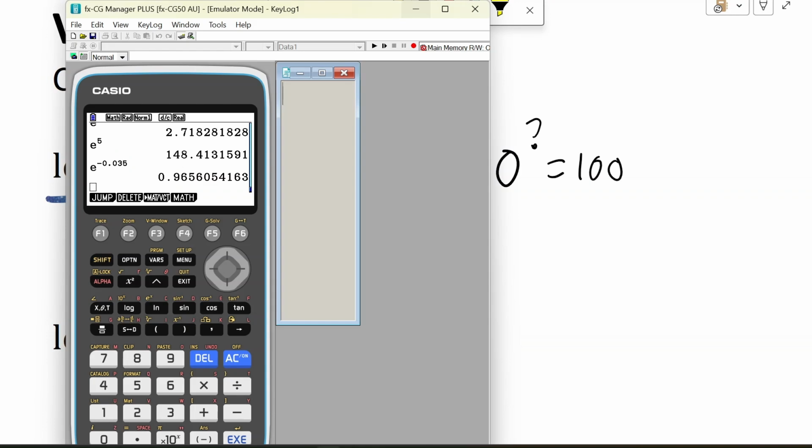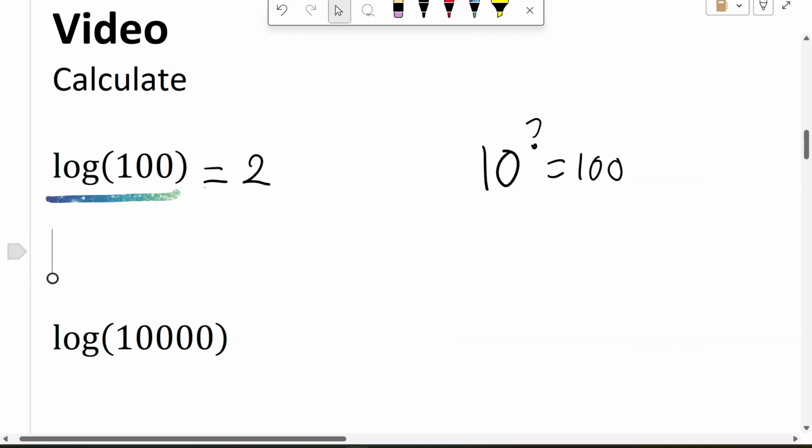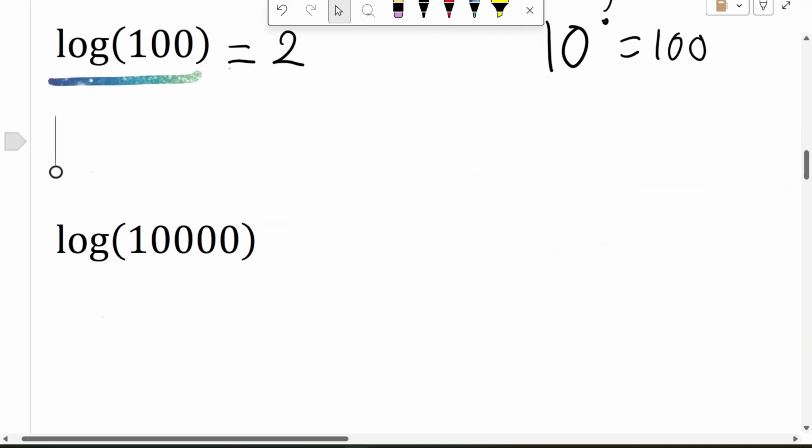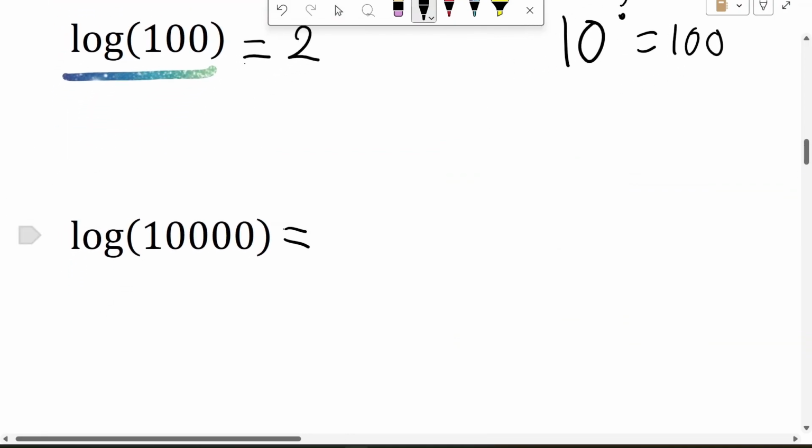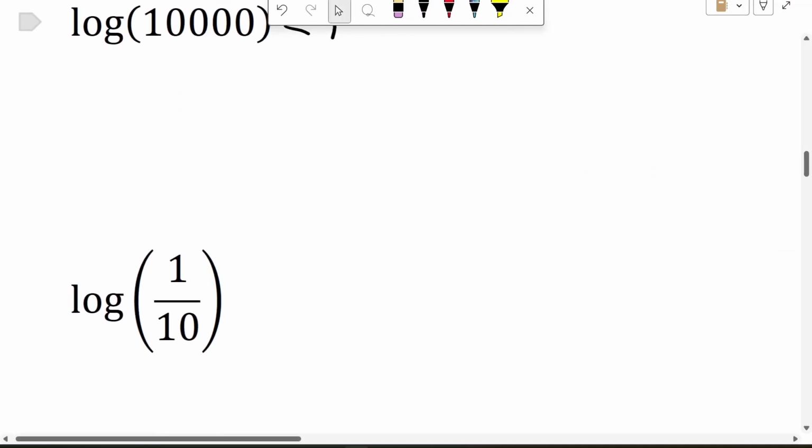And if you do want to double check that in a calculator or something, you can look at log of 100 and it is 2. So most log questions you can just cheese on a calculator, but it's a good idea to actually practice these so that you're familiar with how the logs work. This one, for example, would be 4, and this one, 1 over 10.